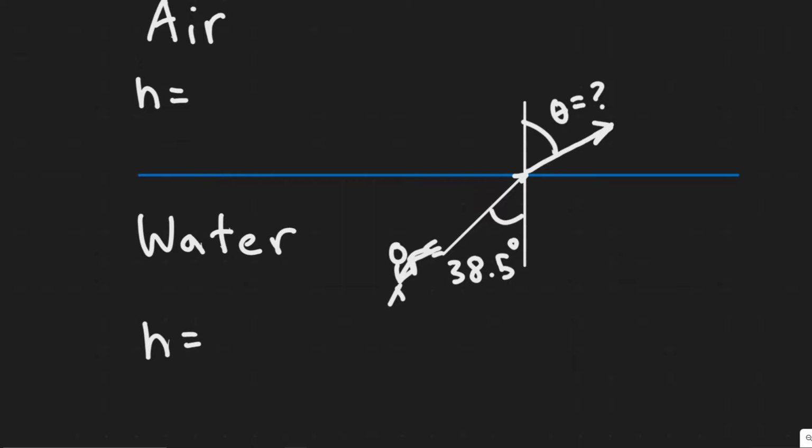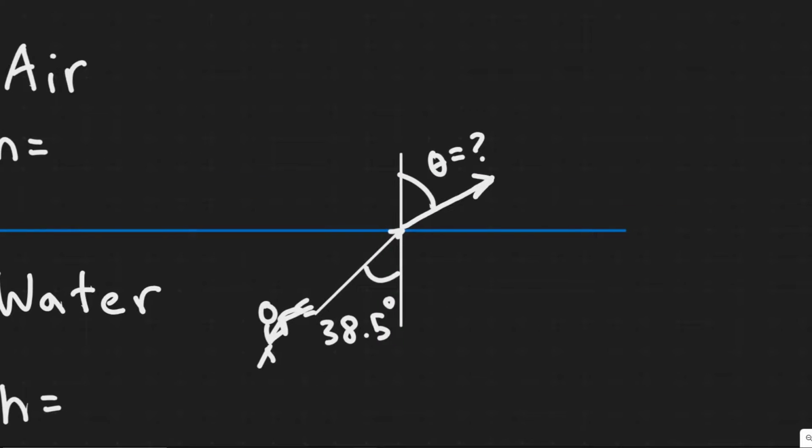Okay, so in this problem, we're told a diver shined a flashlight upward from beneath the water at a 38.5-degree angle to the vertical. At what angle does the light leave the water? So the first thing you always want to do is draw what's going on.